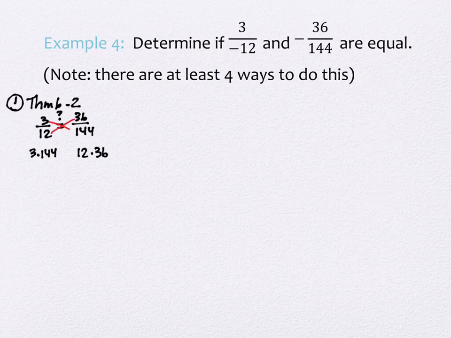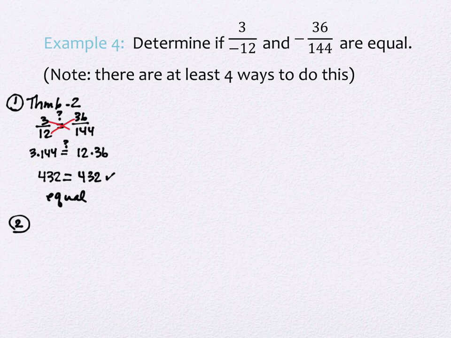You're welcome to grab a calculator. What is 3 times 144? 432. And what is 12 times 36? 432. So at the end of this, they are in fact equal. So since they are equal at the end, this Theorem 6.2 tells us they were equal at the beginning. So these are equal fractions, okay? Okay, so that's sort of method number 1.